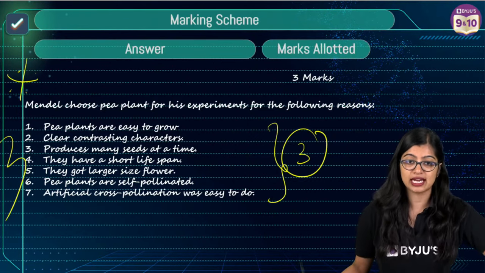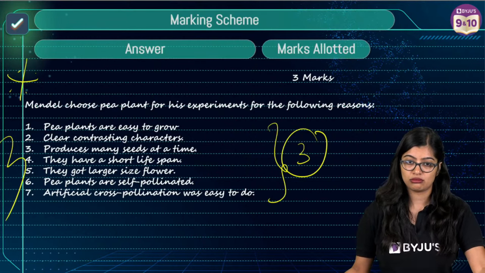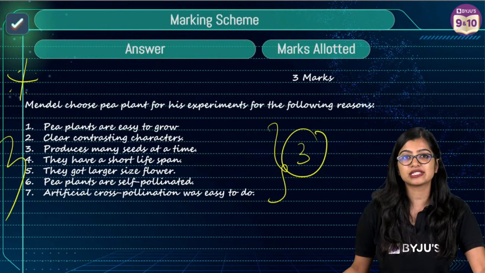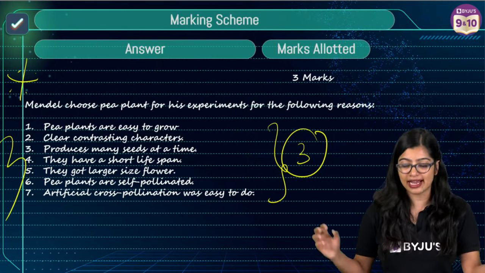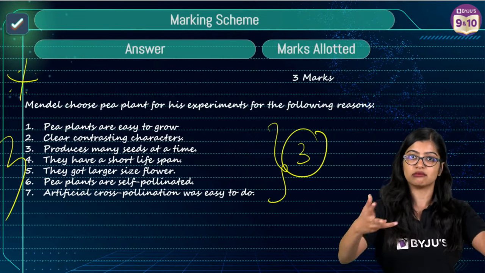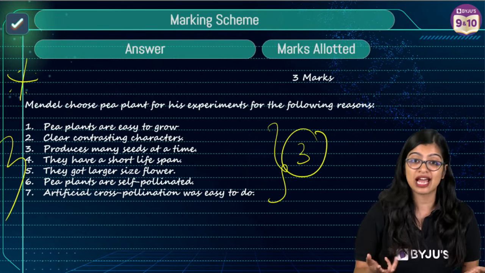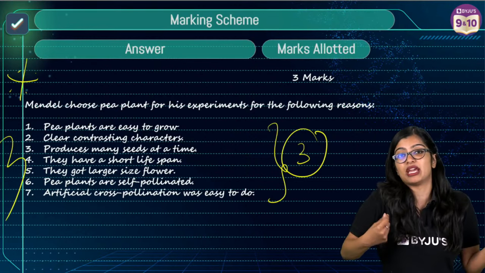Ma'am, a musician is a son of a great musician. Is it an acquired or inherited trait? Acquired, because at the end of the day, it's not like as soon as he's born, he'll start playing the guitar or the piano. He needs to be trained in it, right? So it is an acquired trait.